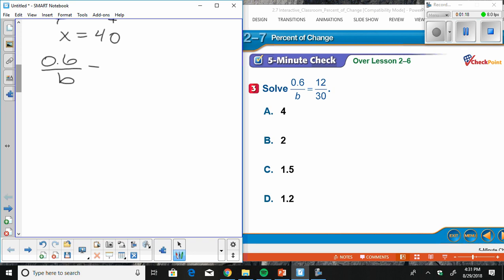6/10 over b is equal to 12 over 30. Again, cross multiply, so we get 12b equals 30 times 0.6, get 18, divided by 12. We get 1.5.